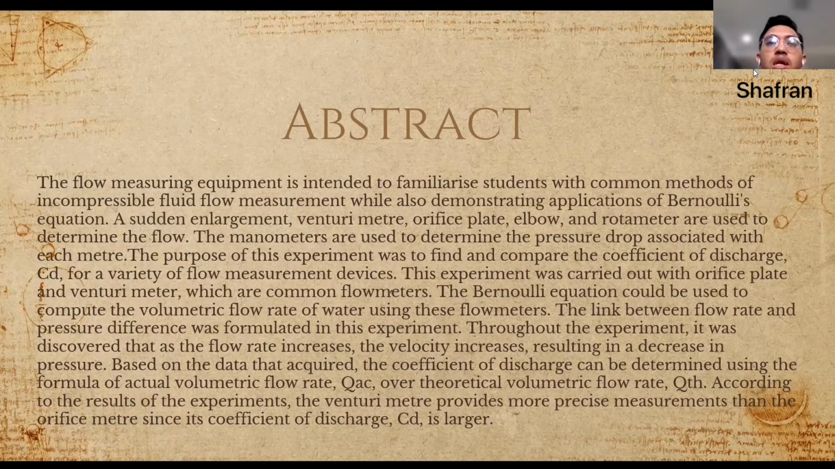Based on the data acquired, the coefficient of discharge can be determined using the formula of actual volumetric flow rate, QAC, over the theoretical volumetric flow rate, QTH. According to the result of the experiment, the venturimeter provides more precise measurement than the orifice meter since its coefficient of discharge, CD, is larger.